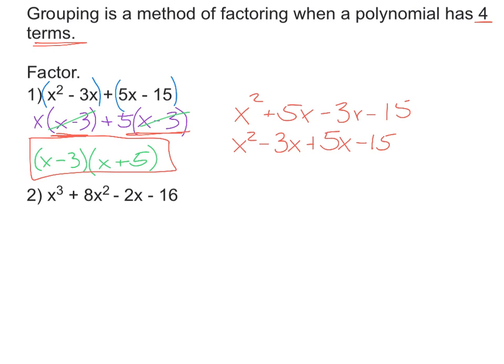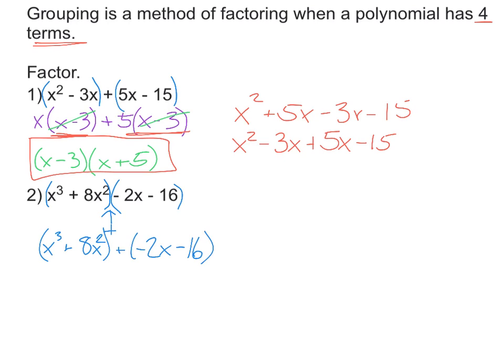When we want to use grouping, because we have four terms here, I'll put the first two in parentheses, and I'll put the next two in parentheses. Notice that my negative sign goes with the 2x, because you should always have a plus sign in the middle of your parentheses. So if I want to rewrite this to show you how it looks, it should be x cubed plus 8x squared, close parentheses, plus negative 2x minus 16, like so.